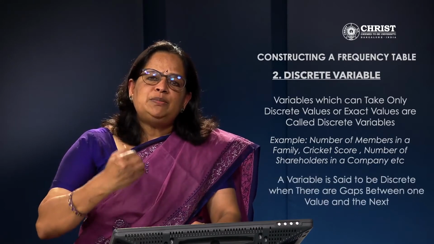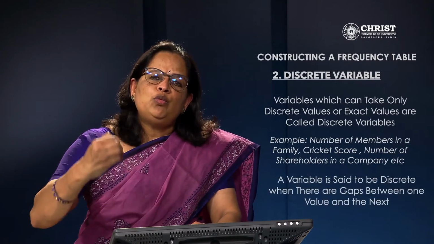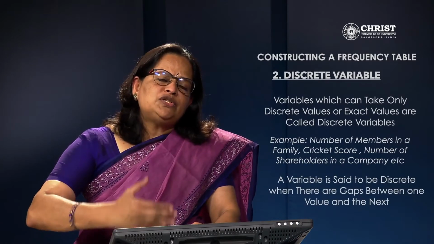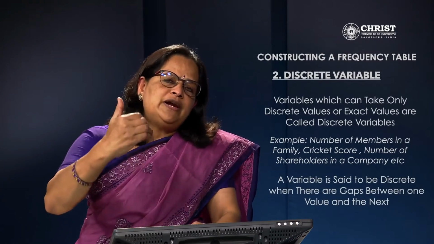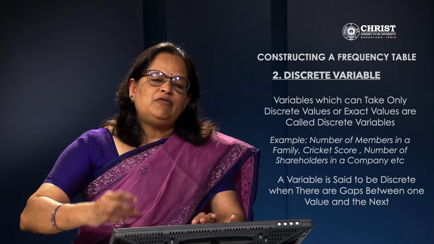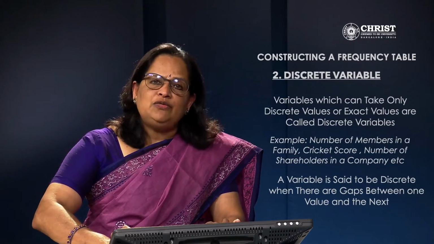A variable is said to be discrete when there are gaps between one value and the next. Number of shareholders in a company, 1500 to 1501. There is an exact difference between the next two values. That is called a discrete variable.